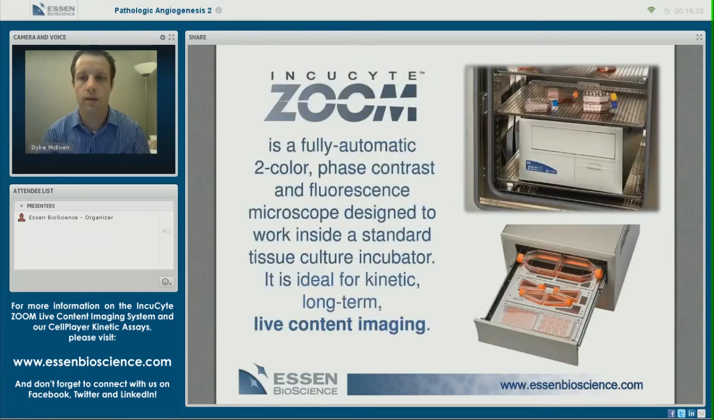And we put this all together in a single package called the IncuSight Zoom. The IncuSight Zoom is a fully automatic 2-color phase contrast and fluorescent microscope designed to work inside a standard tissue culture incubator, and is ideal for kinetic, long-term live content imaging. So here in the upper right, you see the IncuSight Zoom, the imaging portion of the instrument, sitting inside of a standard incubator, along with other flasks that you can use to carry your cells.